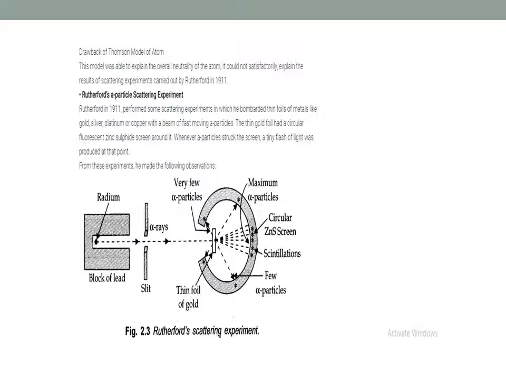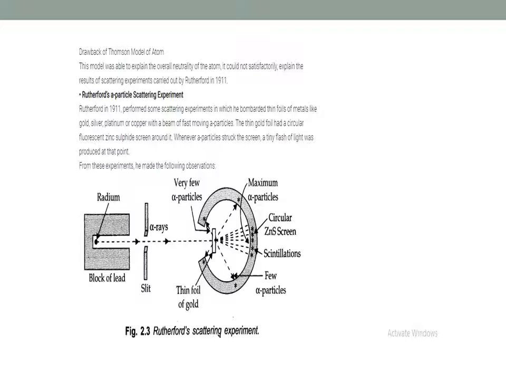Rutherford performed some scattering experiments in which he bombarded thin foils of metal like gold, silver, platinum or copper with a beam of fast moving alpha particles. The thin gold foil had a circular fluorescent zinc sulfide screen around it. Whenever alpha particles struck the screen, a tiny flash of light was produced at that time.